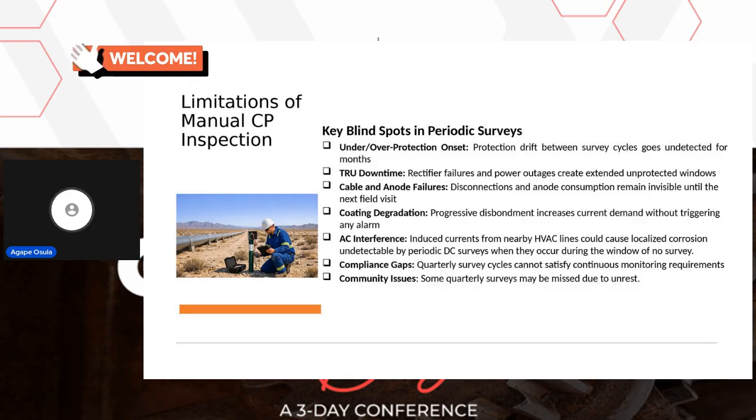Because what operators are interested in now is precision engineering. No more too many lapses, allowing things to fly, right? So this is one of the blind spots of CIPS survey. Some companies do it every 2 years, some every 3 years, some every year. But however you scatter it, there are going to be periods where you don't know what is happening on your pipeline, and this is very, very important.